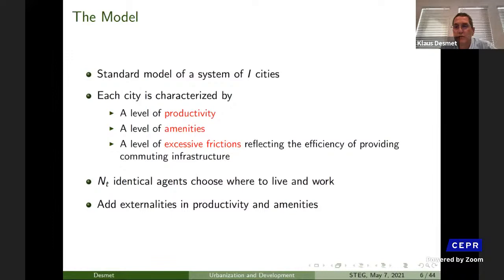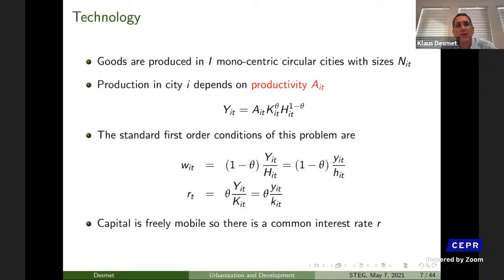So in terms of technology, we have goods that are being produced in these different cities. As I said, a city I will have a particular productivity, A_it, and then production will depend on that productivity. It will depend on capital, and it will depend on hours worked, right? Capital will be freely mobile across space, so there will be a common interest rate.